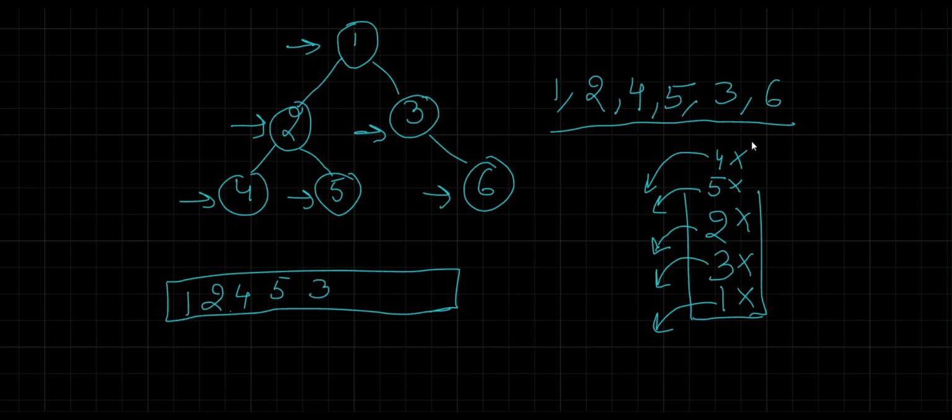Yes, it has 6, so we will add it here. Similarly, we will remove 6 from the stack and add it inside the result list. Now at this point the stack is empty, and in the code, when we are iterating inside the loop, it will stop here when the stack is empty.